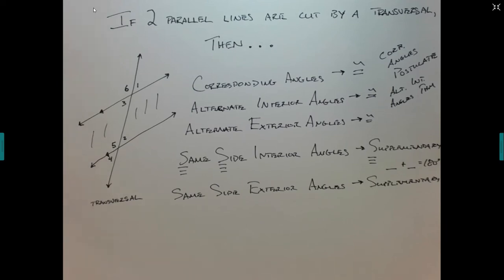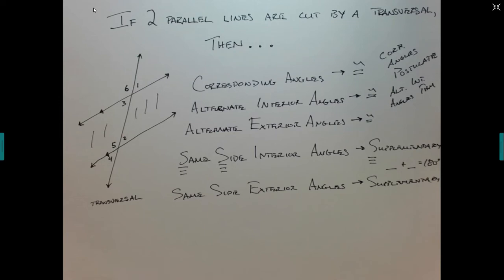I don't know if I'm just going crazy here, but it seems like if both the same side interior angles and the same side exterior angles equal 180, what that tells me is that whatever two angles are the same side interior angles, given that they're supplementary and add up to 180, those two angles must form a straight line.